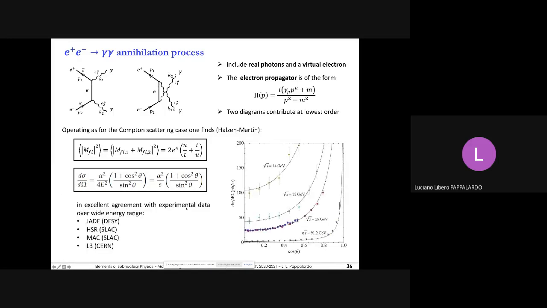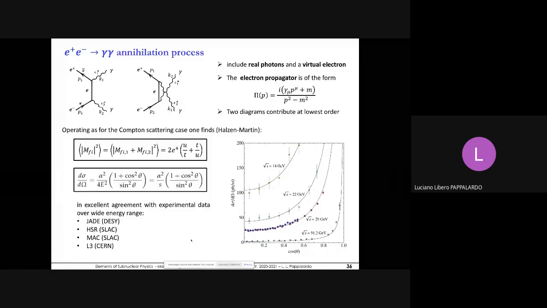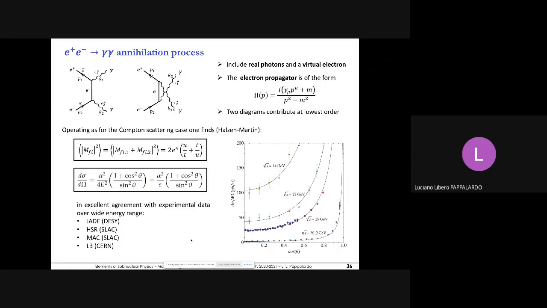In this case, we have experimental data from different experiments, from DESY, from SLAC, and from CERN, at different center of mass energies. You see from 14 GeV up to 92 GeV. And these are the predictions for the different values of s that enter here. You see that the results are in very, very good agreement with experimental data at all energies. Again, consider that these are only first order calculations. One can be even more precise by including the higher order terms.